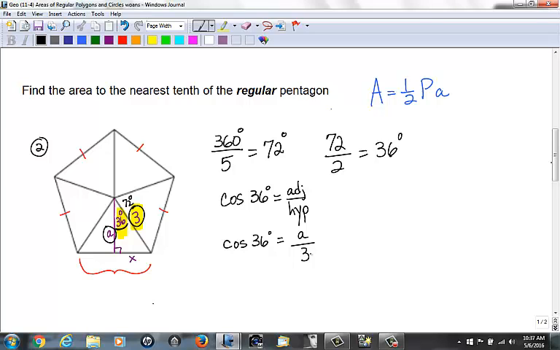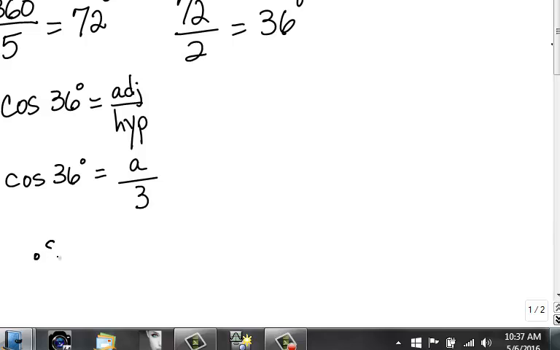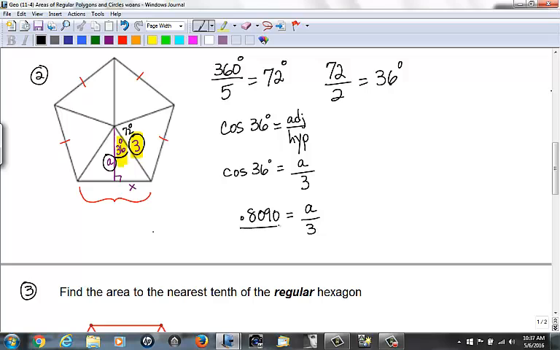Okay, and then let's go cosine of 36, and I get 0.8090 equals A divided by 3. You're dividing A by 3, so do the inverse, multiply by 3. Or you can also do this. You could cross multiply. So take what's on your calculator times 3, and I get 2.4 for A. Now, I'm going to store that value.